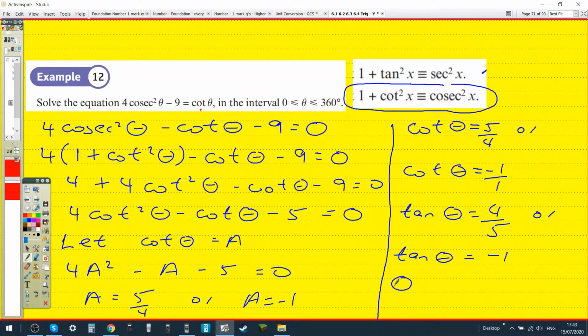And so theta equals tan to the minus 1 of 4 over 5. How many places should it be to? Let's say 3 sig fig. Are you in degrees? Yes. Yeah, go on. 38.7. And then for minus 1 it's minus 45. Minus 45 degrees. How do we get additional answers for tan?